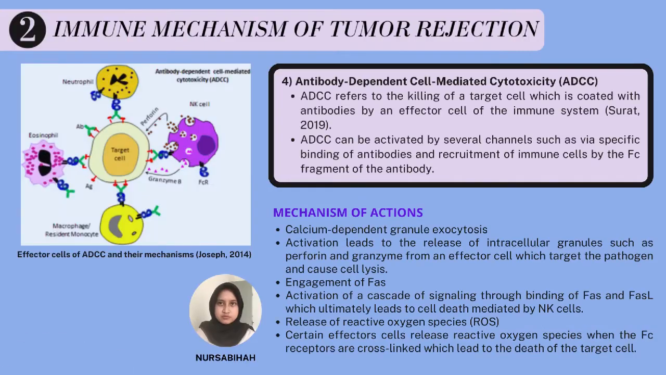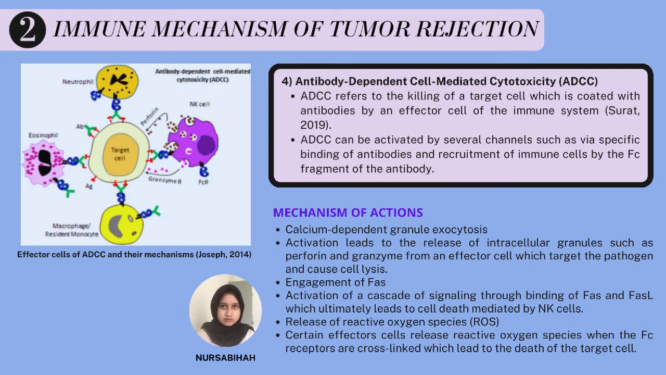The next immune mechanism of tumor rejection is antibody-dependent cell-mediated cytotoxicity, or ADCC. ADCC refers to the killing of a target cell which is coated with antibodies by an effector cell of the immune system. ADCC can be activated by several channels, such as via specific binding of antibodies, which involves IgG and IgE, and also by the recruitment of immune cells by the Fc fragment of the antibody, which involves macrophages, NK cells, neutrophils, and eosinophils.